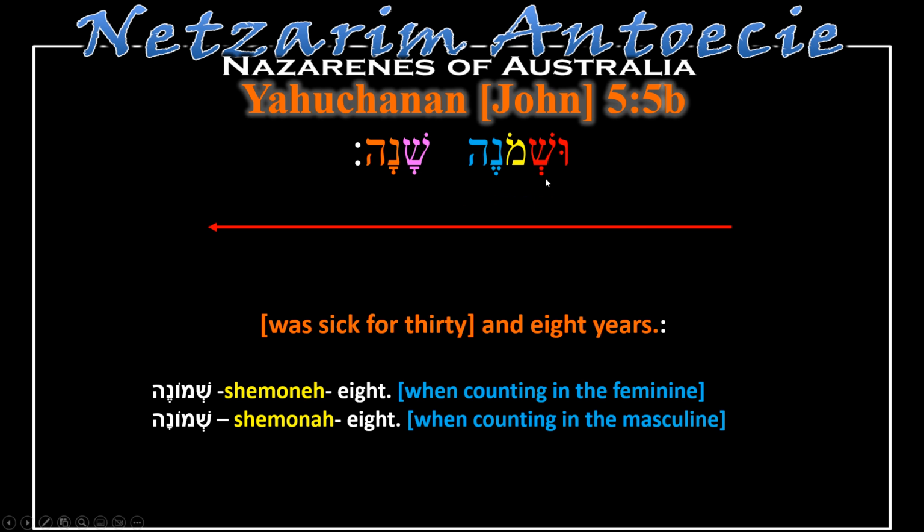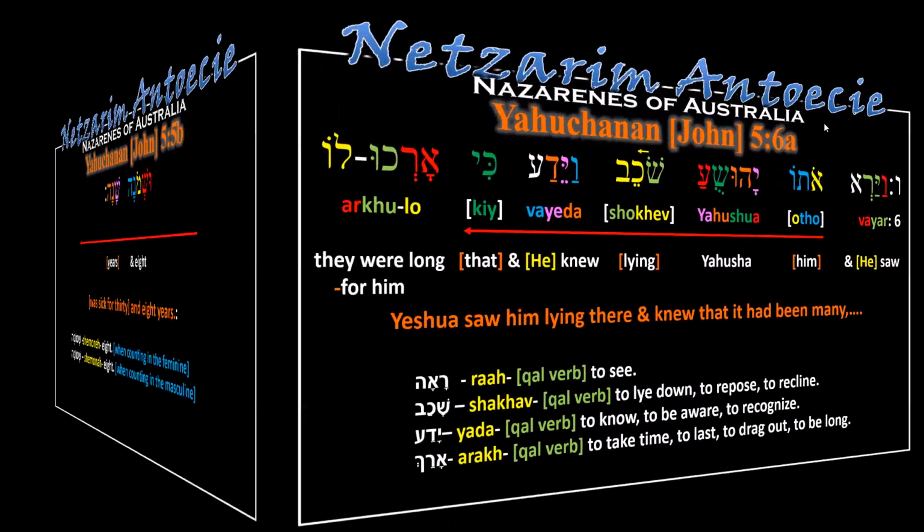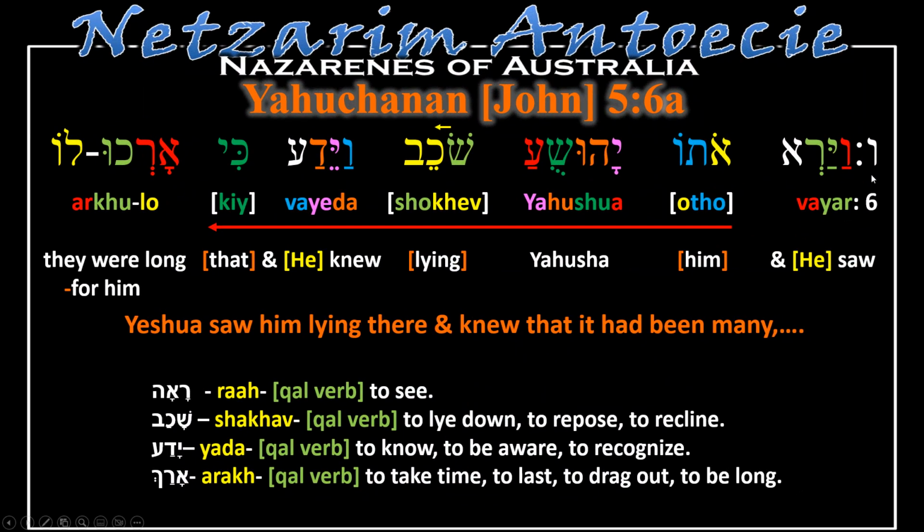So now we read that. Ushmone shana, and 8 years. Now we come to verse 6, represented with a vav, the 6th letter of the alphabet. And then we go through the letters.